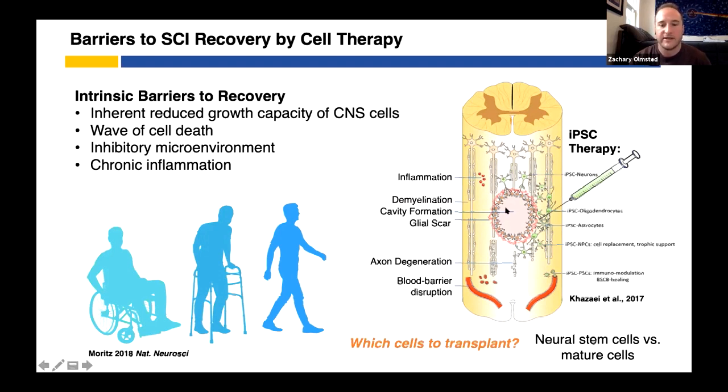But this injury site is also very hostile. It's packed with immune cells. So if you were to introduce an exogenous stem cell to try to replace the damaged tissue, often these cells die. So it's very inhibitory both to regeneration of host cells that are injured, but also to new cells that are introduced.